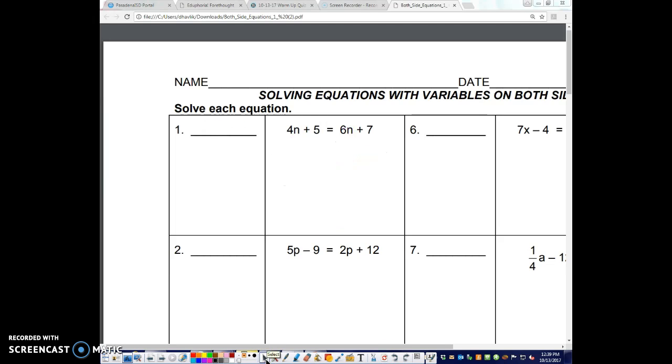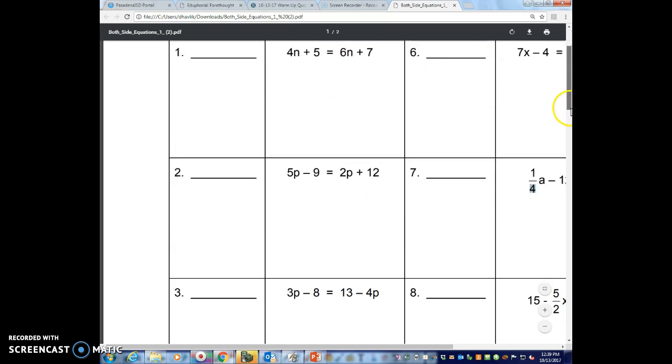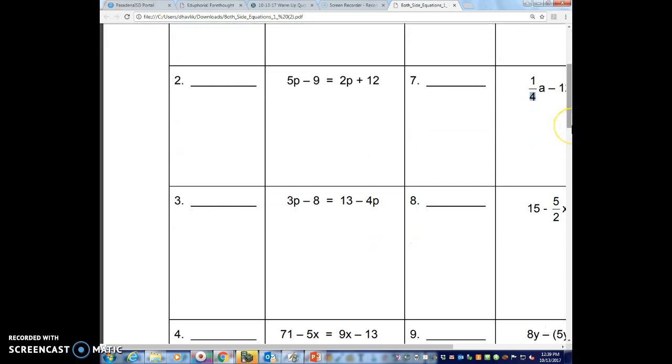Alrighty, so let's go down. Look at number 2. Okay, so number 2. Remember, our goal first is to get all the variables on the same side, okay? So what should we get rid of first, or move first? I'm going to move this 2p by subtracting it, okay? What I do to one side, I must do to the other, okay? The equal sign stays put.